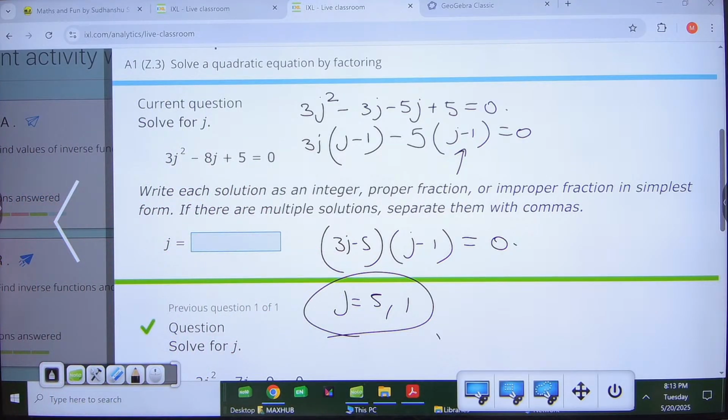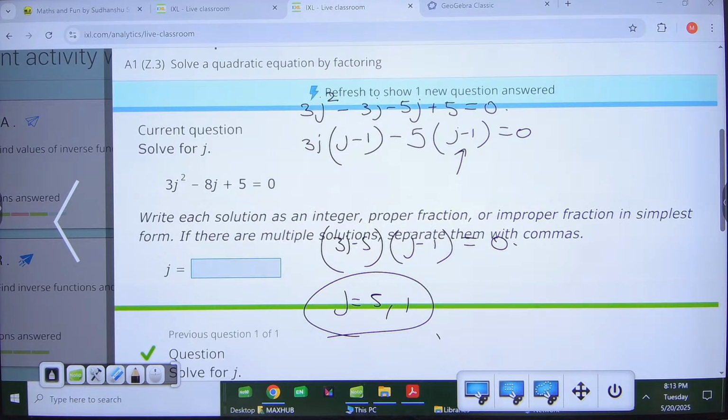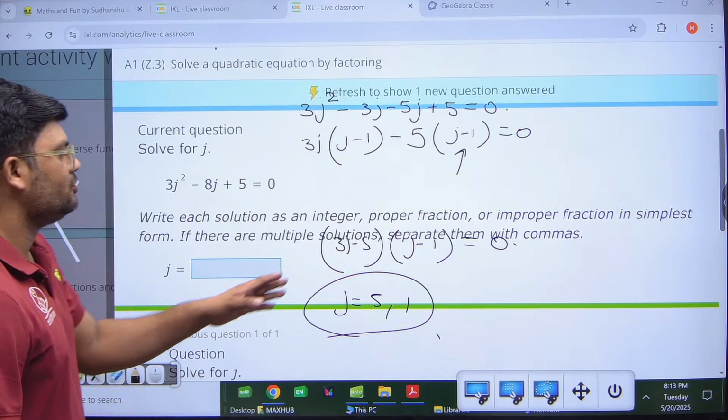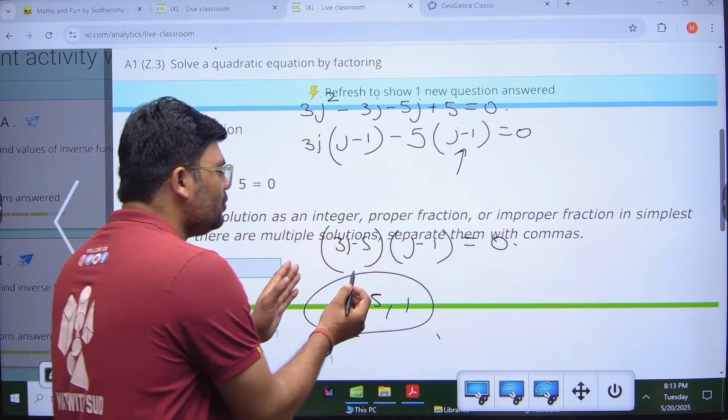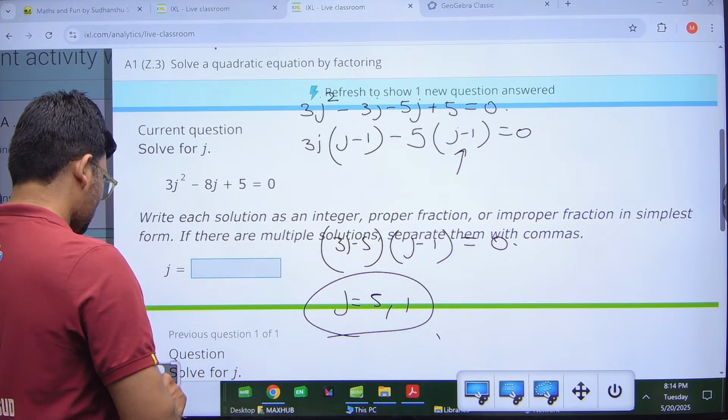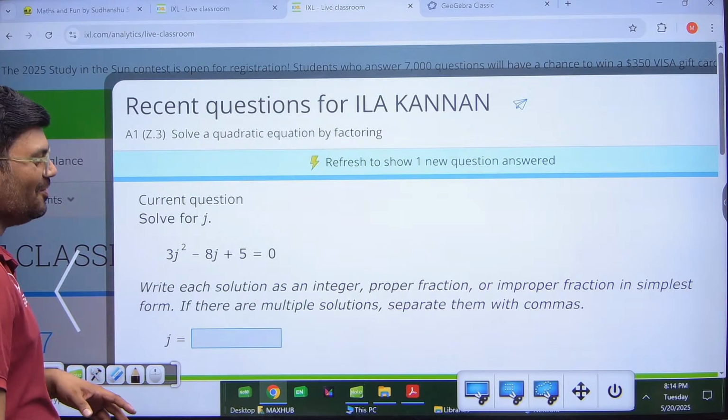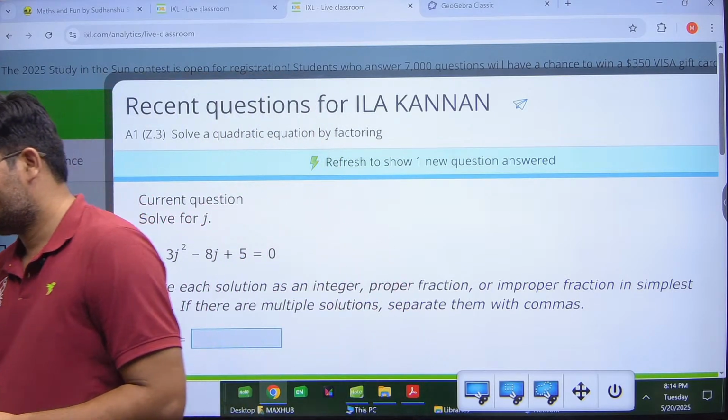Alright. Do it. So it's 5 by 3. It's like 5 by 3 and 1, not 5 and 1. The answer is changed. Sorry, 3j minus 5. I submitted it already. My mistake. But you understood how we have to do. It is 5 by 3. So don't just copy. Sorry, my bad.